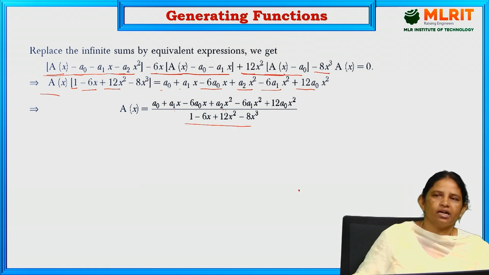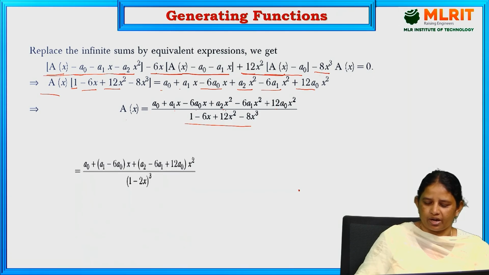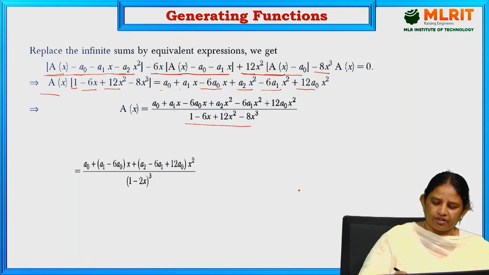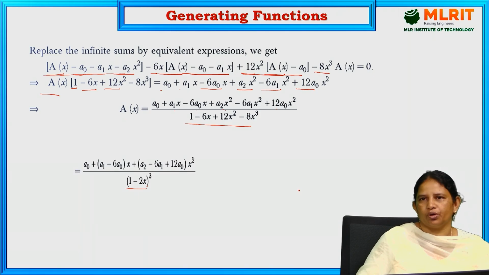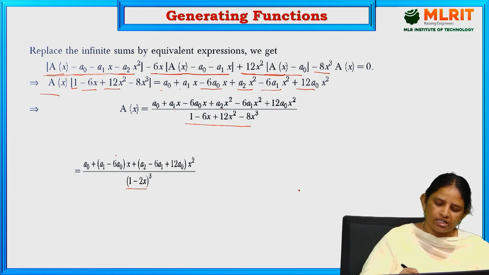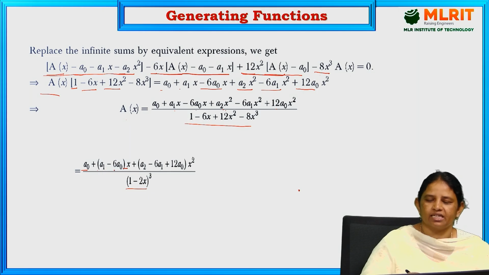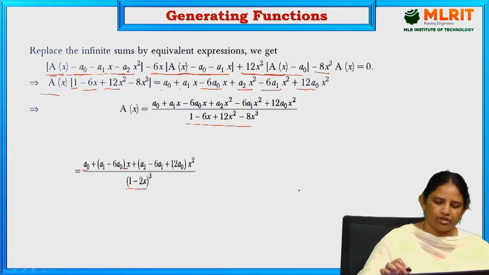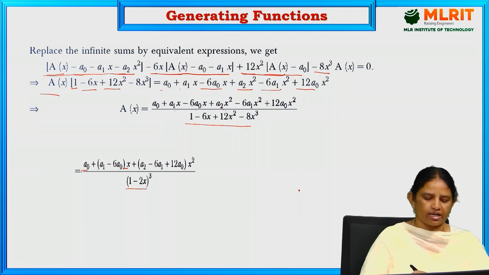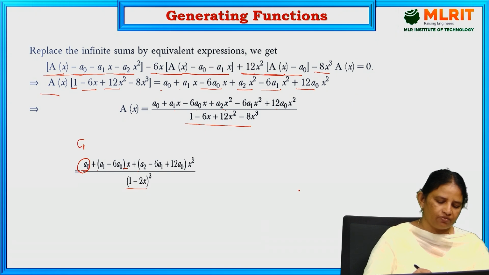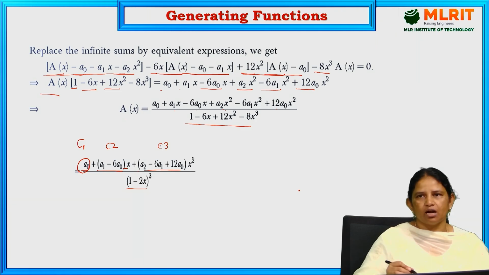Now we need to decompose the equation into partial fractions. The denominator becomes (1 minus 2x) whole cube. What is the first term? a_0. Take x as common: a_1 minus 6a_0. Take x square as common: a_2 minus 6a_1 plus 12a_0. Then we need to separate the terms. Take the first constant as c1, for the second term take c2 as a constant, and for x square we take c3. So we need to decompose the equation.